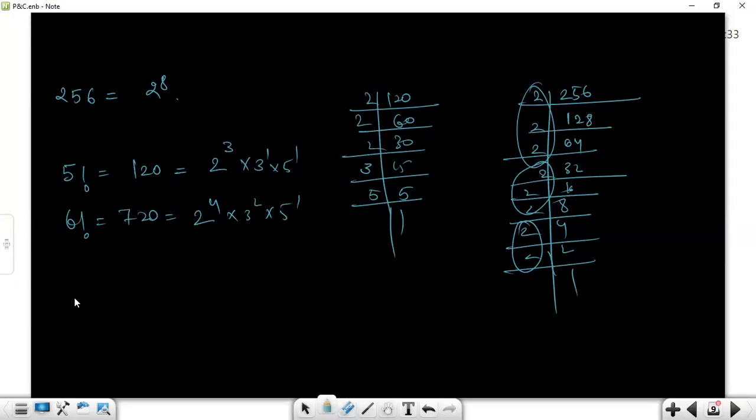If we have to find the exponent of prime p in n factorial, let's say the exponent of 2 in 6 factorial, then we can see here what the exponent of 2 in 6 factorial is. That's 4, right? Isn't it?